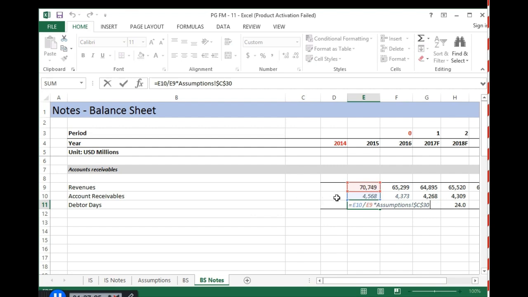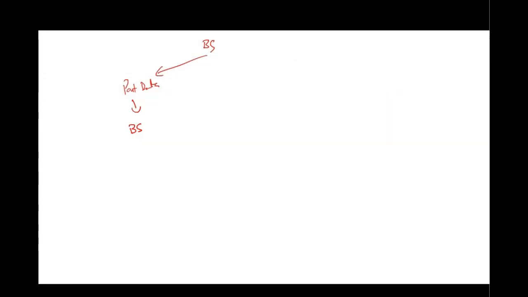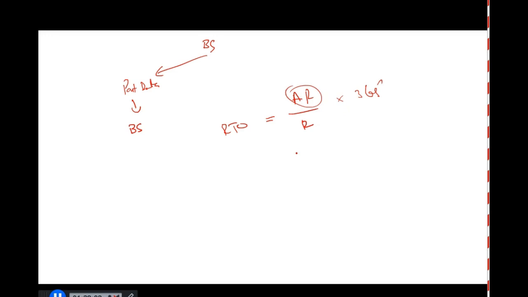You take your receivable and divide it by revenue. When you divide account receivable by revenue, it gives you your receivable turnover, the average receivable or receivable turnover. Then when you multiply it by 365, it gives you the days in which you are recovering these receivables.